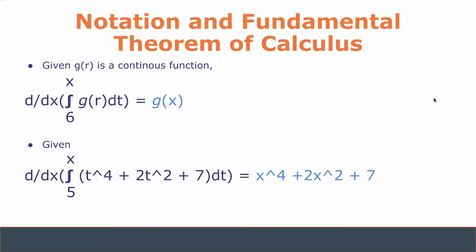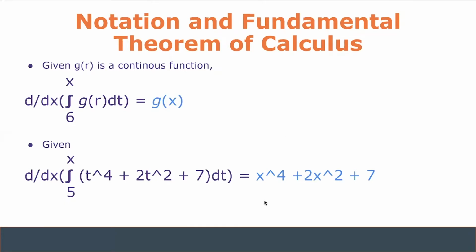Here are two simple examples from your book that we're going to look at. So to start, say you're given g(r) is a continuous function, integrated from 6 to x, g(r) dr. If you notice, it's really just this simple. You have the d/dx and then your g(r). You're simply substituting this derivative variable, or x, in for your function variable, or r, to give you g(x).